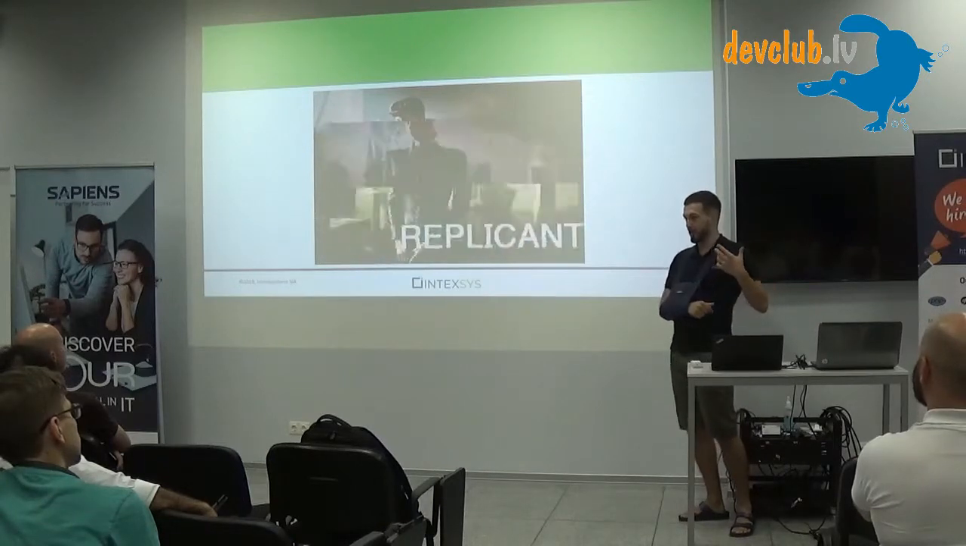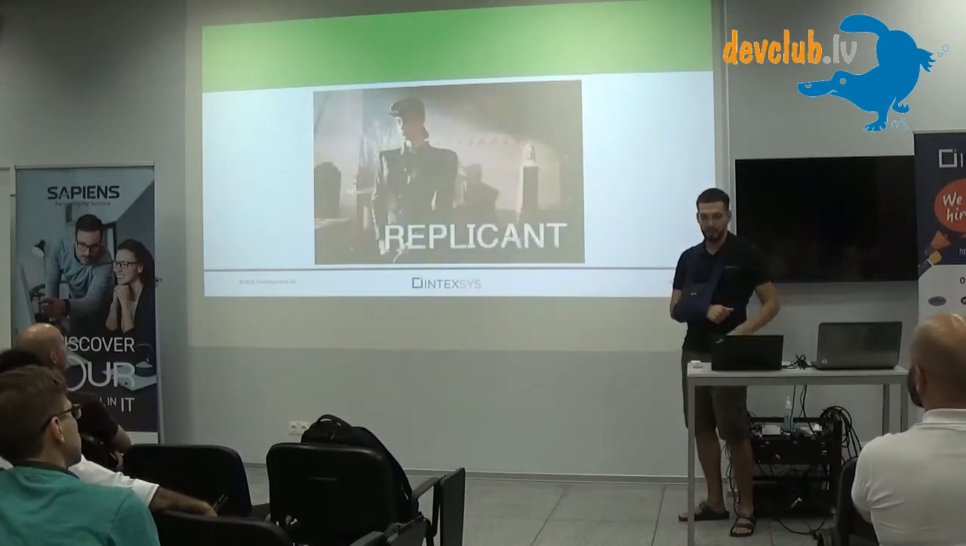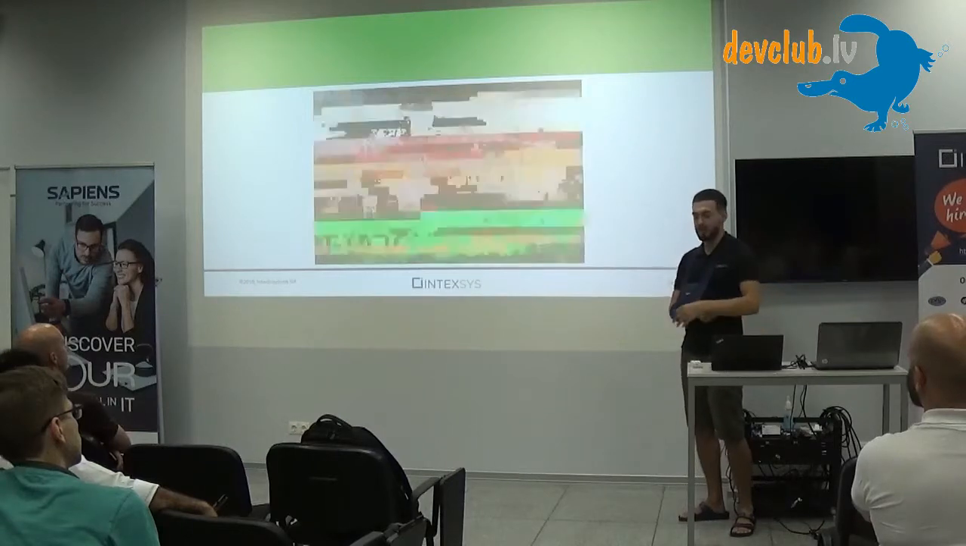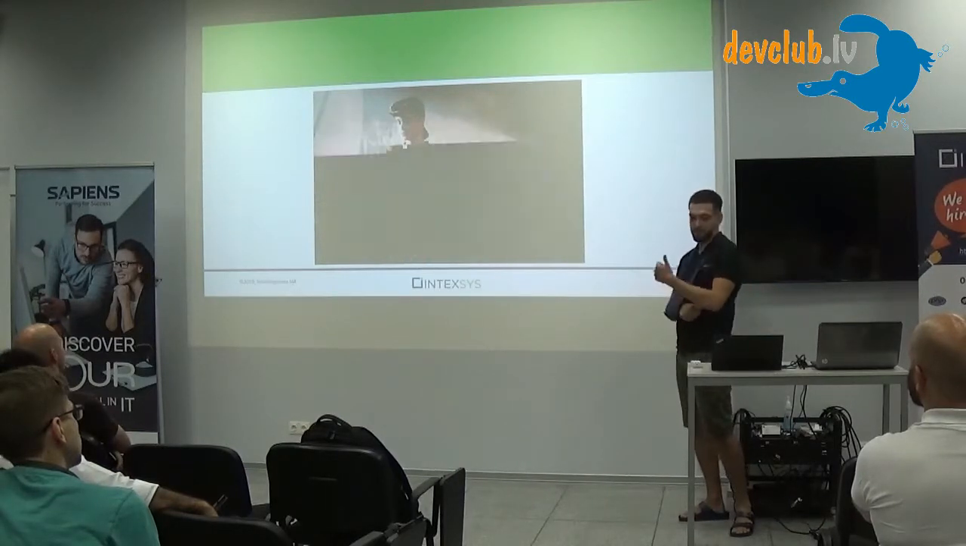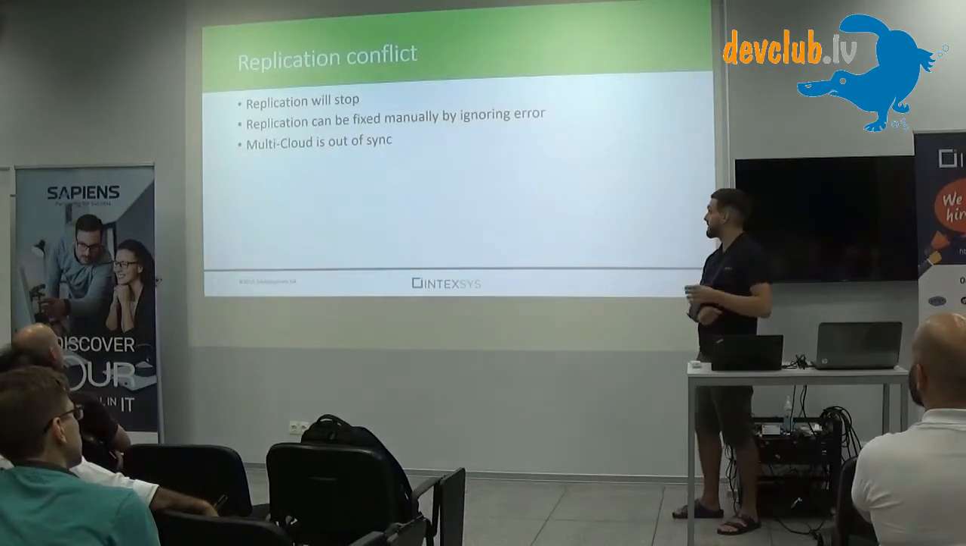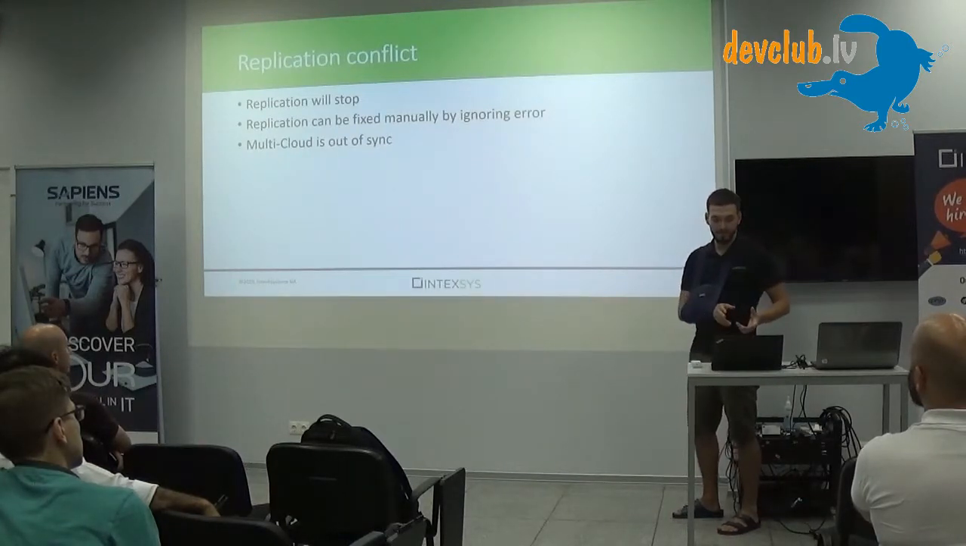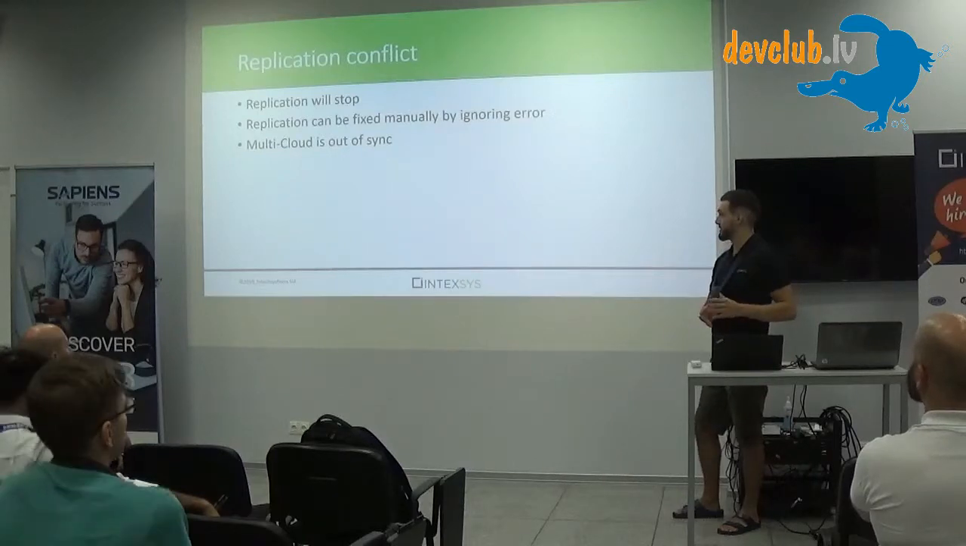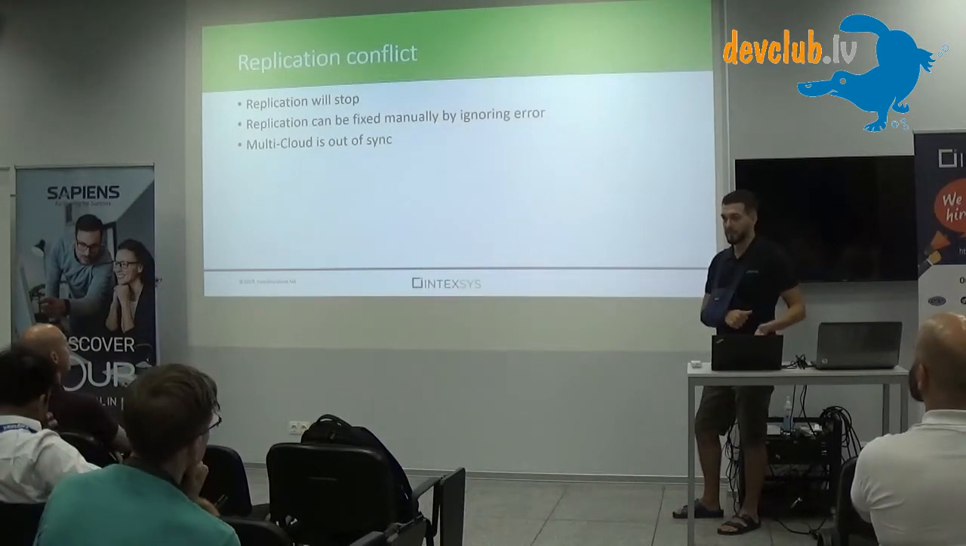So you have an order with number 1 in AWS, and you have the same order with number 1 in Azure. So the replication will stop. The only way to fix it is by manually resolving the conflict or ignoring the error, and your multi-cloud solution is no longer auto-sync, so customers won't be able to see their order history or even sign in.